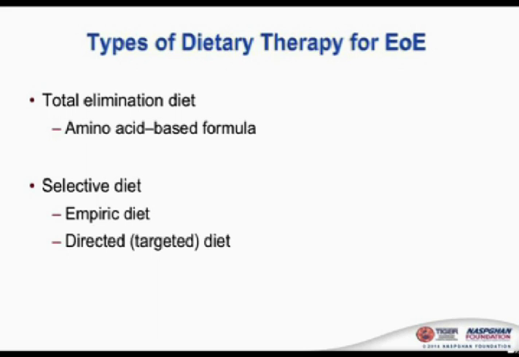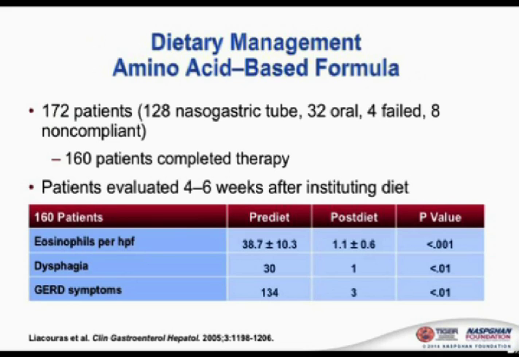Other ways you can pick individual foods, and there's two basic ways to pick individual foods: an empiric elimination, just sort of more or less by guessing, or targeted therapy, which is by testing. And we'll go over each option and the pros and cons of each different option. Next slide. And the first one we'll be talking about is amino acid formula.